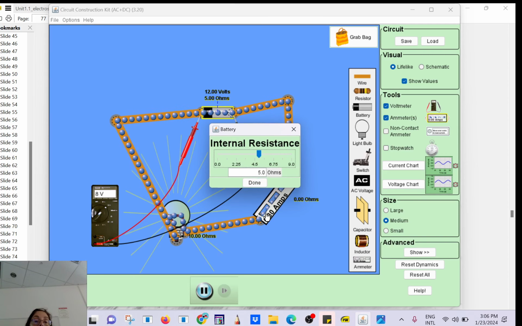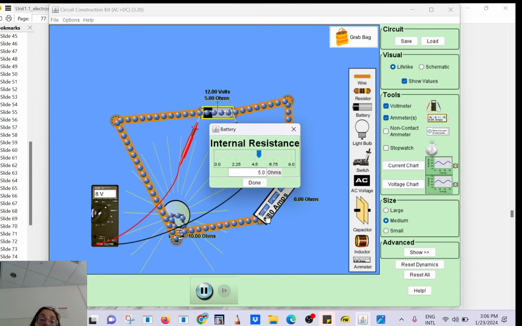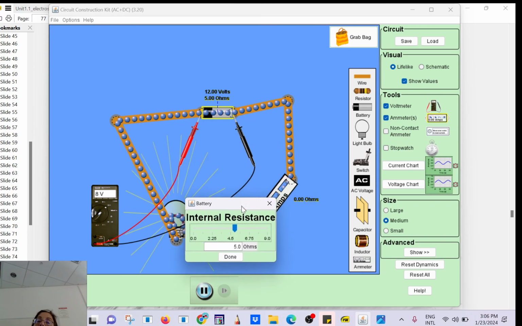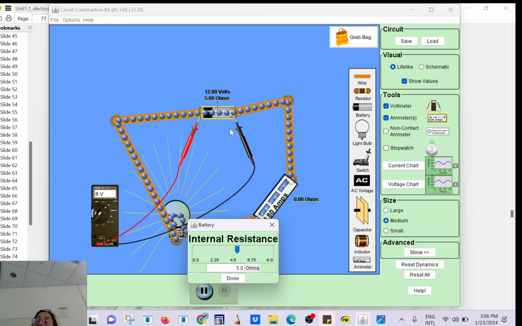So 5 times 0.8 is 4. And how much is 12 minus 4? 8. Okay, so this is called the terminal voltage.